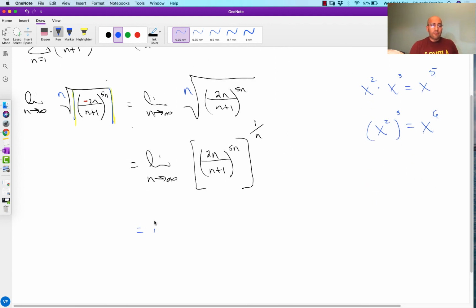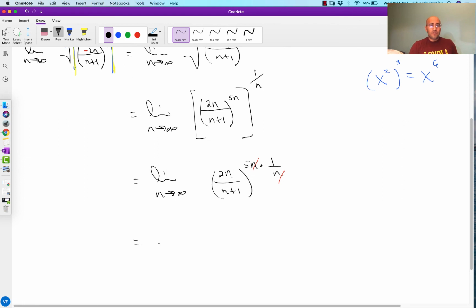So our next step would then be to say that this is equal to the limit as n goes to infinity of 2n over n plus 1 raised to the 5n times 1/n. And so now the n's reduce, giving me a power of 5. So this becomes the limit as n goes to infinity of 2n quantity to the power of 5 over n plus 1 to the power of 5.